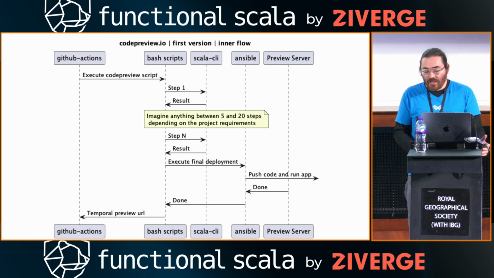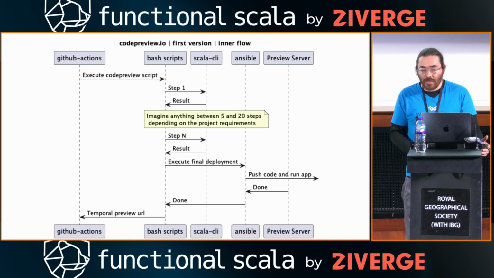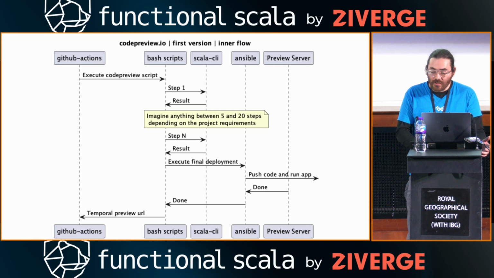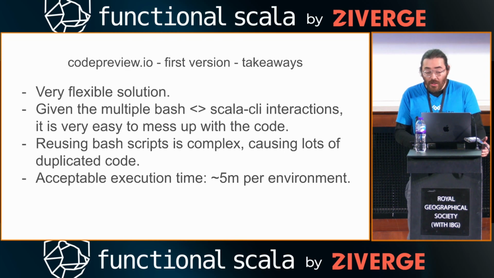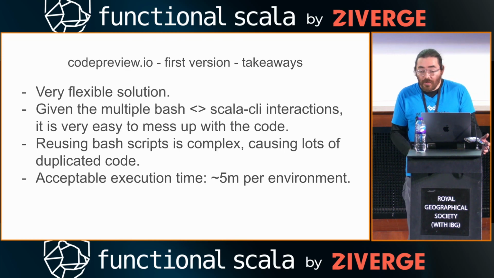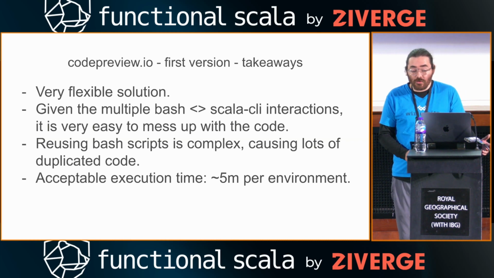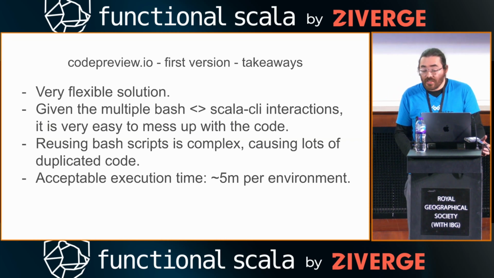What happens here is that bash is a very poorly typed language. Everything is a string, while Scala is a strongly typed language. So even though the solution was very flexible because it was a script and you can do anything you like, it was pretty easy to mess up the code. There were many weird bugs that we introduced just because of these interactions between Scala-CLI and bash. We decided not to use many bash scripts because it was a little bit complicated for our scenario.